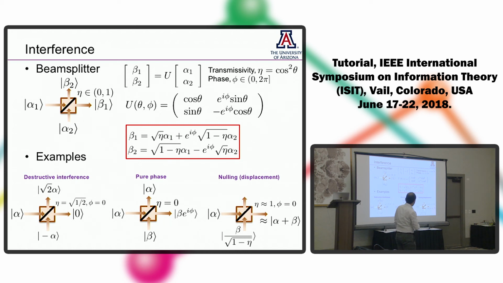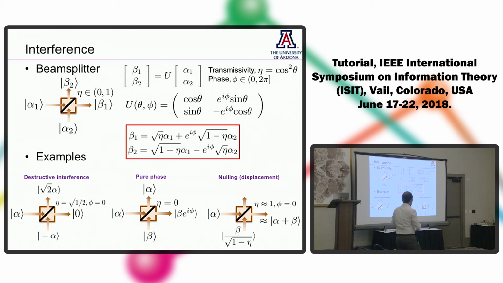If I set eta to 0, then I have created a mirror for myself. All the light that's coming from this way is going up. All the light that's coming from the bottom is going this way. So it's a perfect mirror. And I can still have a phase, so beta goes to beta e to the i phi. So this is what I'm calling a pure phase.